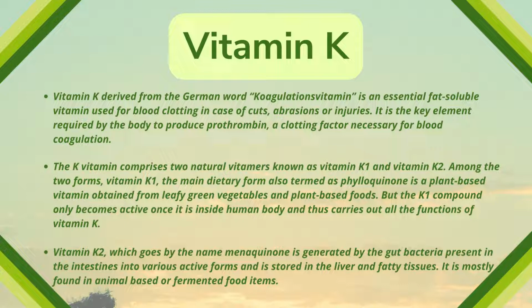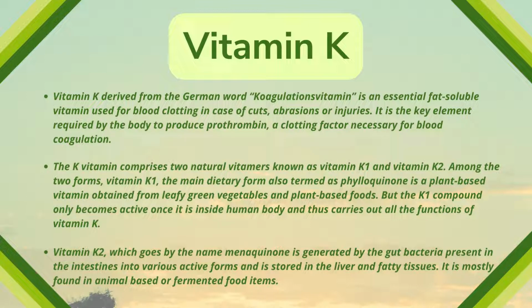So vitamin K has two forms. One is vitamin K1, which is known as phylloquinone, and the second one is vitamin K2, which is known as menaquinone. The difference is that phylloquinone is derived from plant-based foods, like leafy green vegetables, and vitamin K2 is derived from animal-based foods. Vitamin K1 becomes active once it is inside the human body and it starts doing the functions of vitamin K. And vitamin K is derived from the German word coagulations vitamin because it helps in the coagulation of the blood.